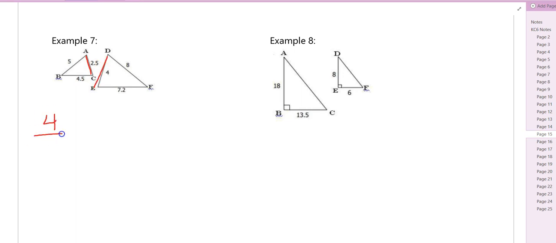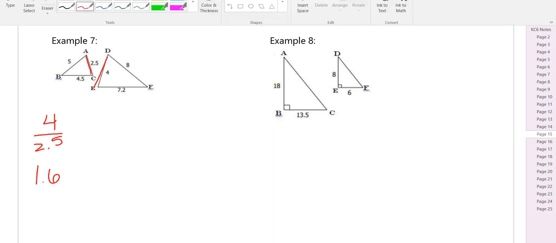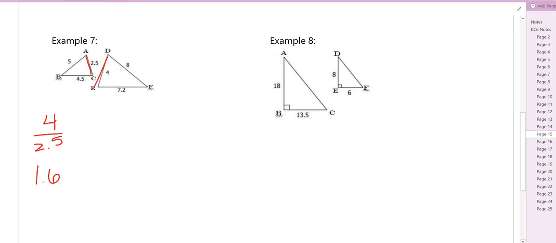So I'm going to put 4 over 2.5, because when you put that in your calculator, you actually get the decimal of 1.6. Again, you could have also just figured out what the decimal is, which would have given you the same answer. Now I'm going to go to my middle side, which is 7.2, and divide that by my middle side here of 4.5. And 7.2 divided by 4.5 is also 1.6, so that's good.